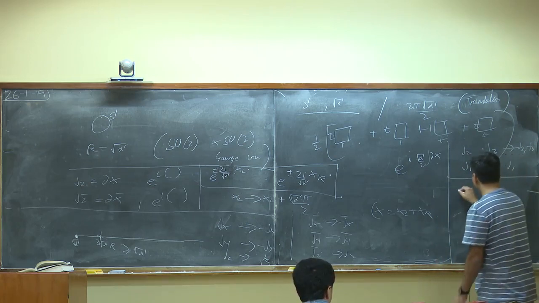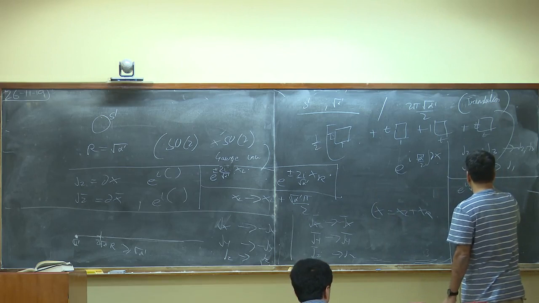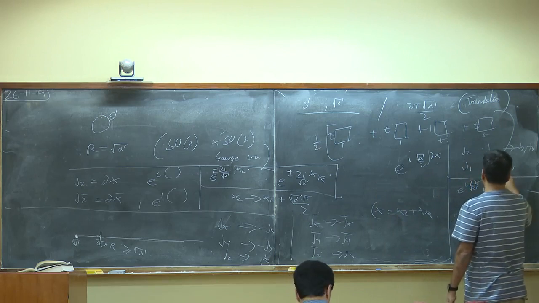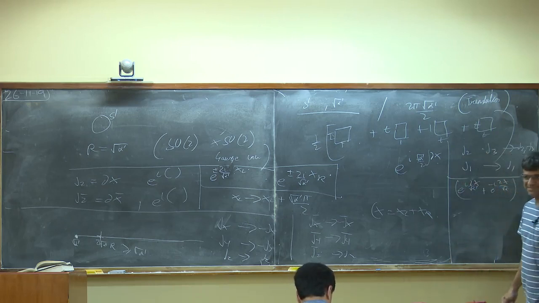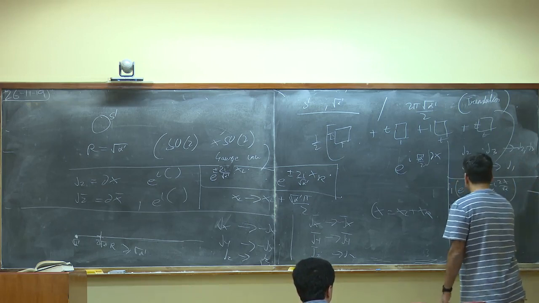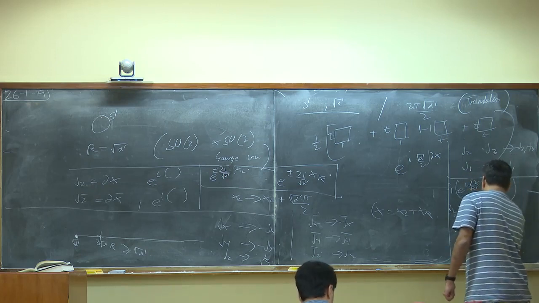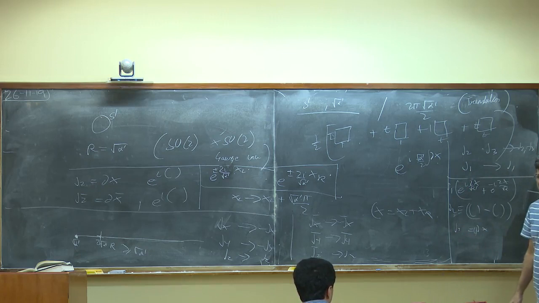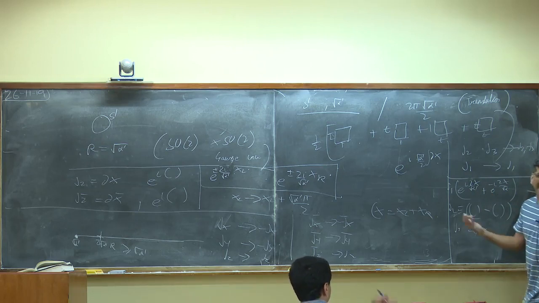But what was J1? J1 was e to the power 2ix by square root alpha prime plus e to the power minus 2ix by square root alpha prime. It was the cosine, J plus plus J minus. J2 was the same thing but with a minus sign, and J3 was equal to del x with some coefficient. Now, look at what operation achieves taking these two to minus themselves, leaving this one unchanged. It's a cos, and x goes to minus x.